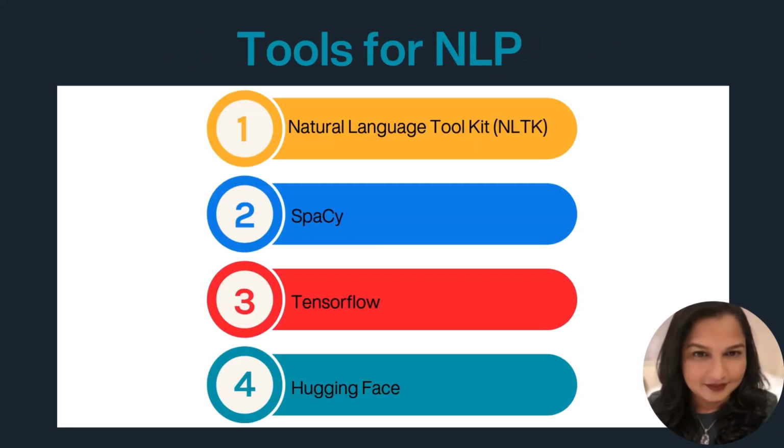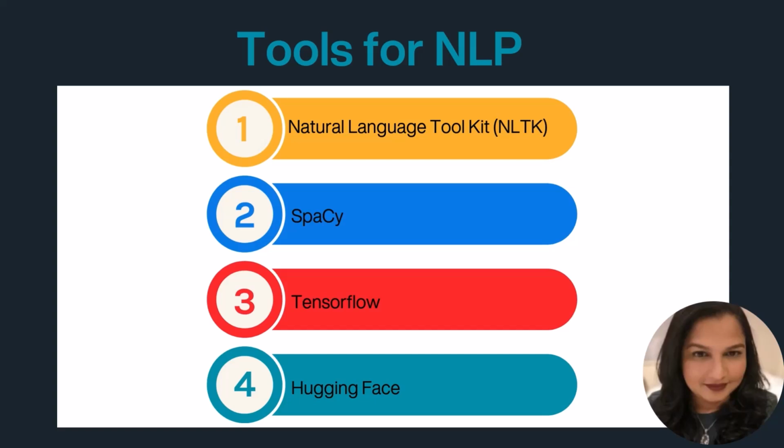If you're interested in working with NLP, here are some of the powerful tools that data scientists often rely on. You have got the Natural Language Toolkit, or NLTK, which is a Python library and it's great for getting started with NLP. Then you have spaCy, which is another popular Python library, but it's designed for speed and production use, and it's perfect for handling large data sets.